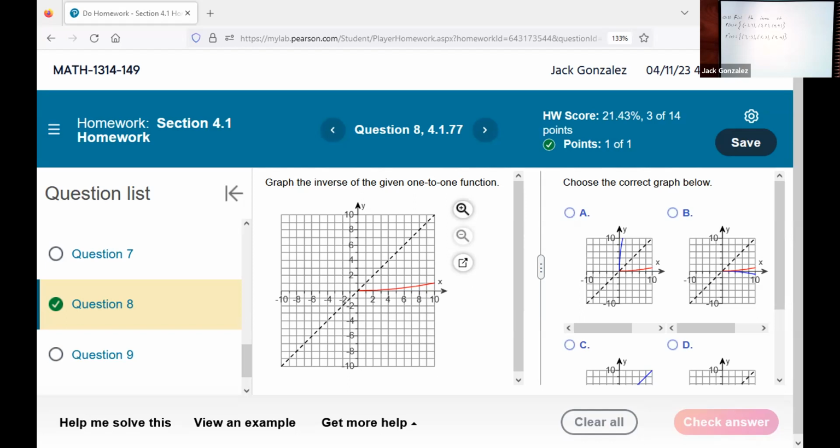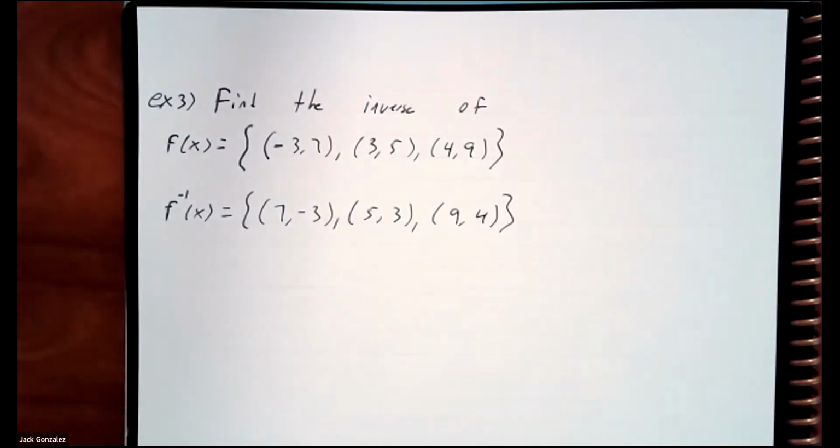What page is it? 158. And then we'll start 4.2 whenever your break's done.